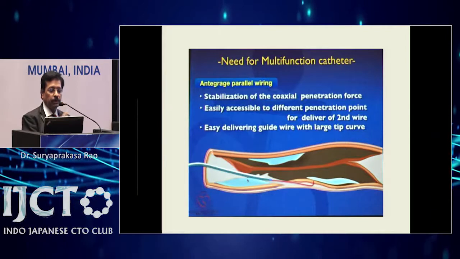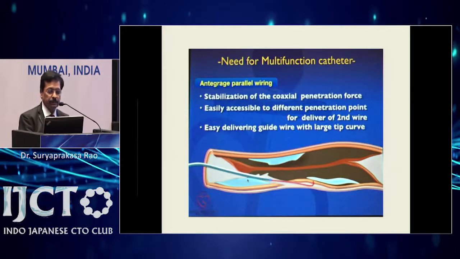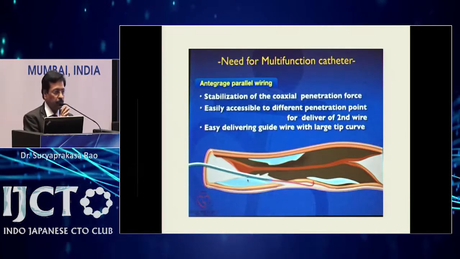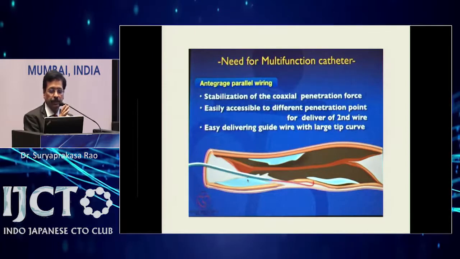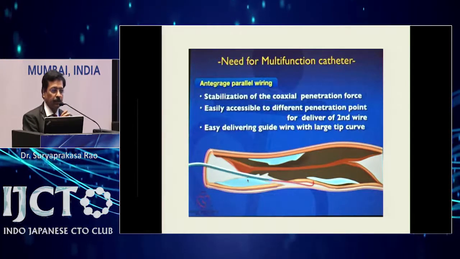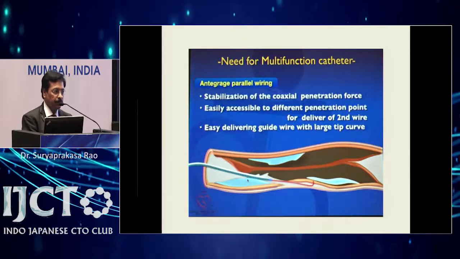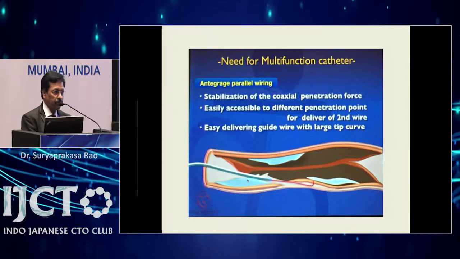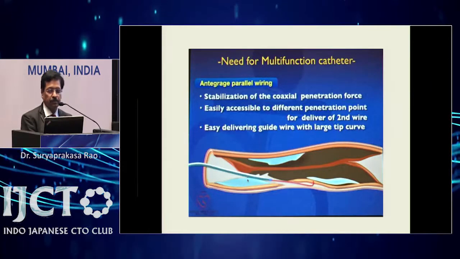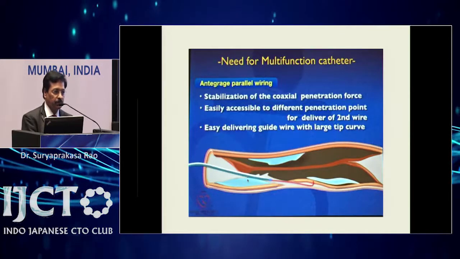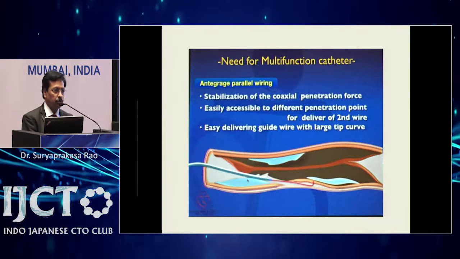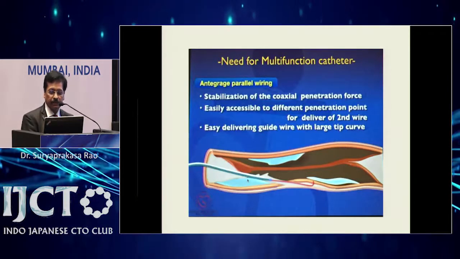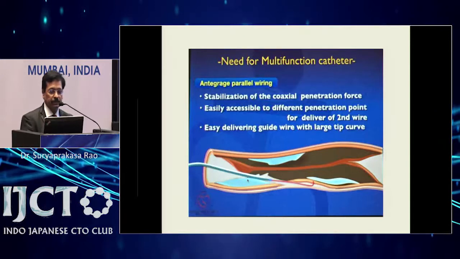So, most important thing, this also Dr. Kapadia has discussed: in a real top CTO, I rarely use a wire only to penetrate the proximal segment, very rarely, because a microcatheter guides the wire appropriately to the proximal cap. That's why a microcatheter of your choice, depending upon the proximal segment, whether you use a Finecross catheter or a Corsair catheter or a dual lumen catheter. That's depending upon the anatomy and the choice of the operator. But it's always ideal to use a multifunction catheter.